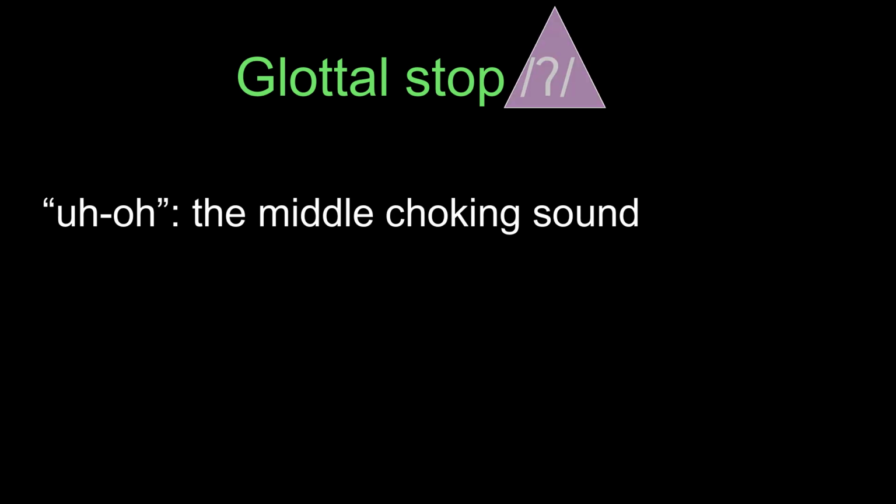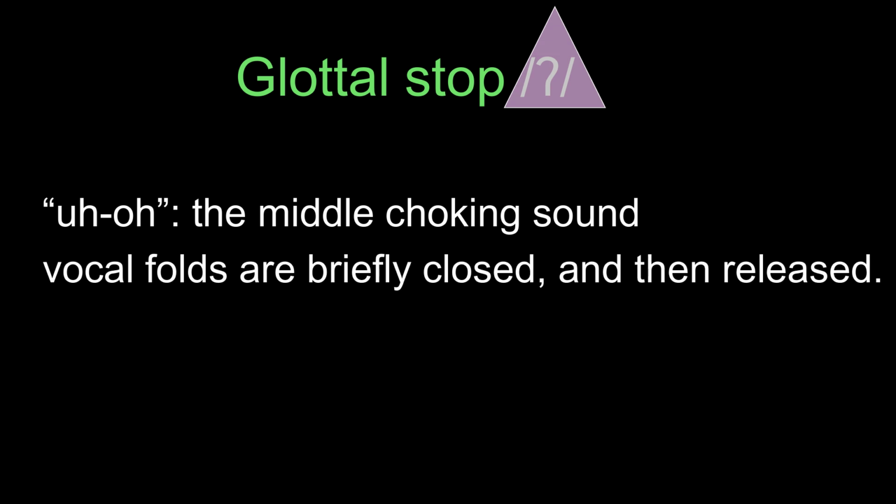Glottal stop. Another allophone of T is a glottal stop, which is represented by this symbol. It is the sound when we say, uh-oh. The middle choking sound is the glottal stop. The glottal stop occurs when the vocal folds are briefly closed and then released. When T is expressed in a glottal stop, there is no sound for T.